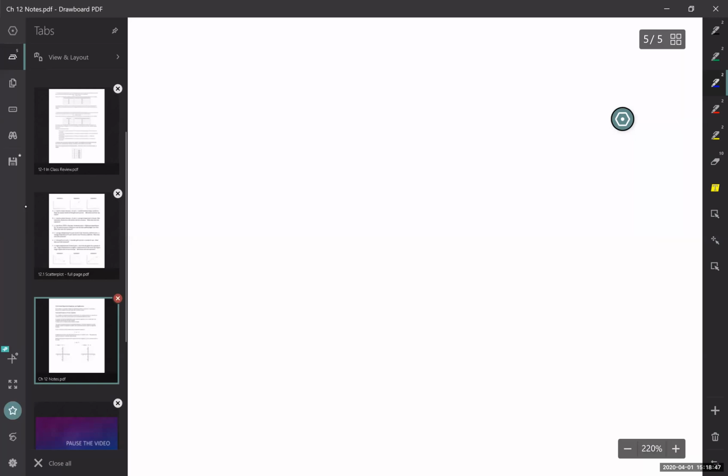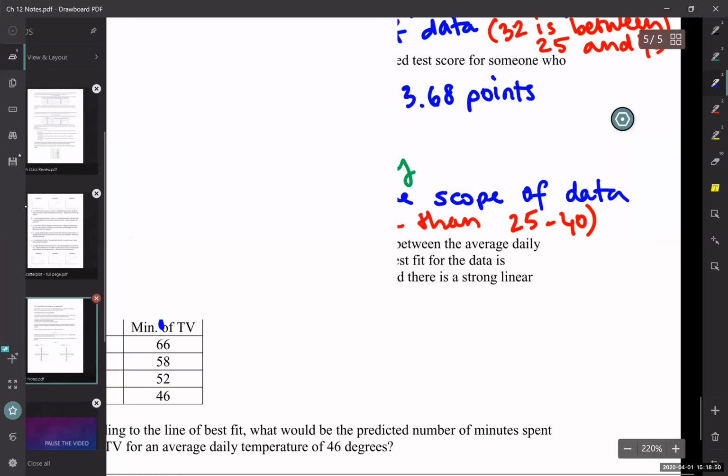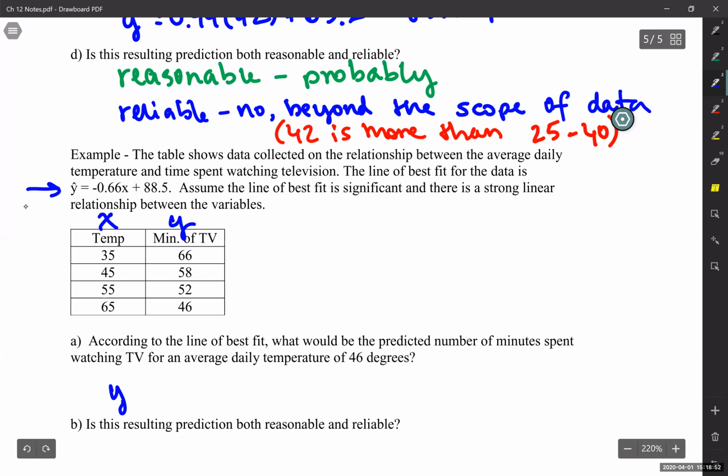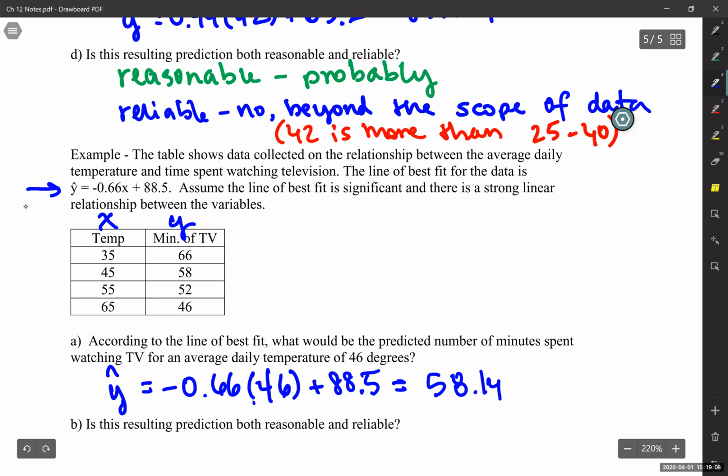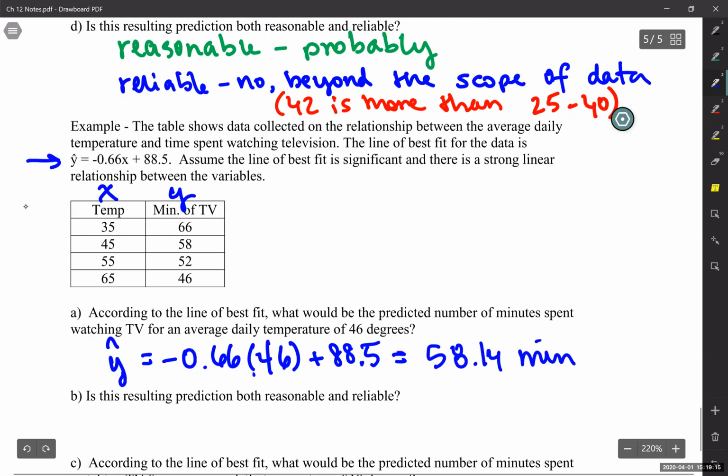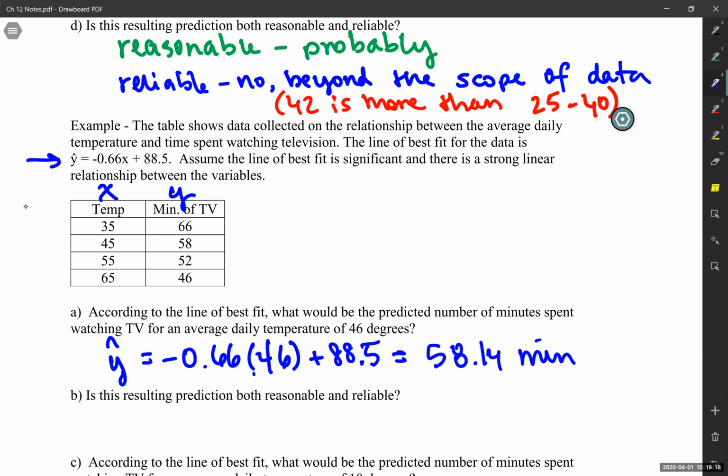And so looking at this, we have y hat equals negative 0.66 times 46, because the temperature was our x, plus 88.5. That gives us 58.14 minutes of TV. Is this reasonable and reliable? Reasonable, that makes sense. What if it was 46 degrees outside? I might be watching about an hour of TV.